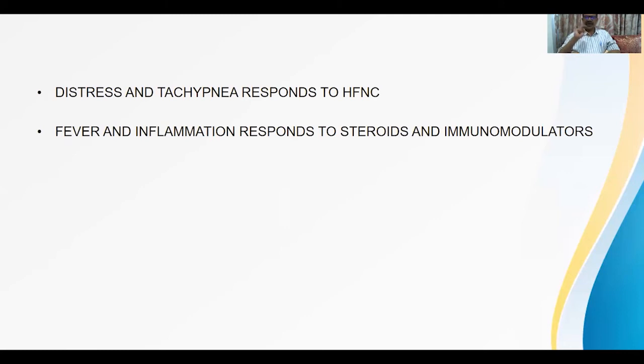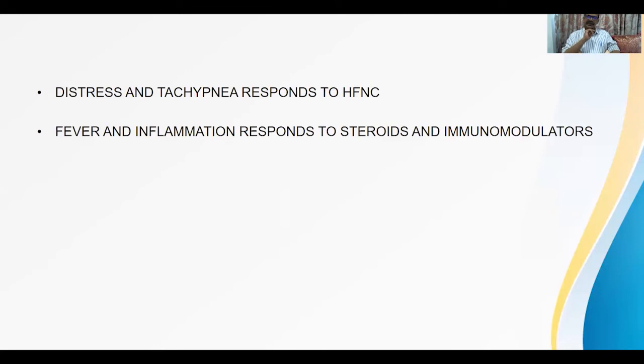HFNC, how does it work? High flow nasal cannula. Once you put it in the nose, the interface of gas exchange, rather than the alveolus, happens in the upper airways itself. The old gas, which is rich in CO2, is replaced by a fresh gas, which is rich in O2. So this old gas and fresh gas keep on interacting with each other. So the need for ventilation automatically comes down. Tachypnea comes down, distress comes down, and the need for ventilation is postponed or sometimes prevented also.